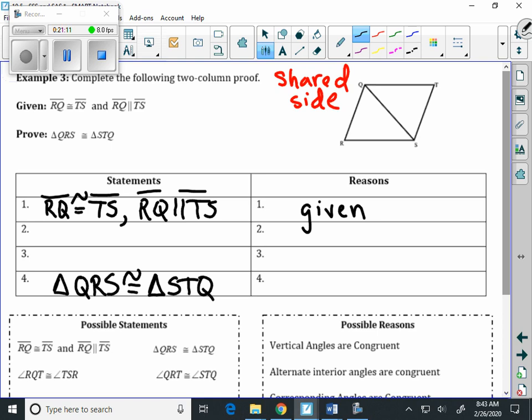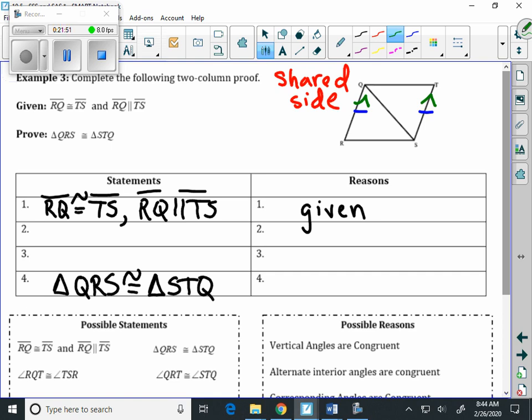Let's mark up this picture with what we know right now. And what we know is that RQ is congruent to TS. We know that part. In this problem, in terms of the given, what it says is RQ is parallel to TS. I wonder if we could make some statement based on that fact. And in fact, I'm also going to mark that. RQ is parallel to TS.